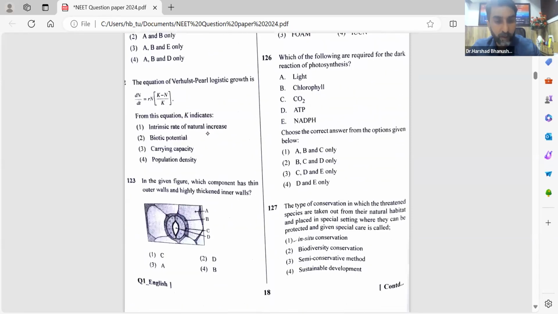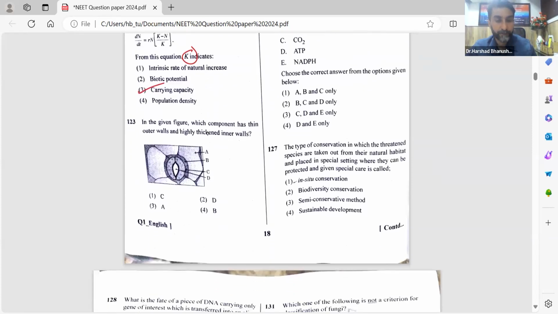Here they have asked you what does K stand for. K basically is nothing but your carrying capacity of the area. So that is option number 3. They have asked you thin outer walls and thick inner walls. Thin outer walls and thick inner walls are generally seen in guard cells. The line C is basically the guard cell. So answer would be option number 1 in this case.